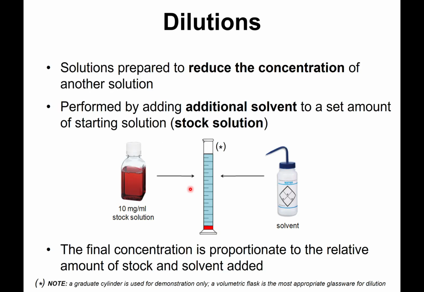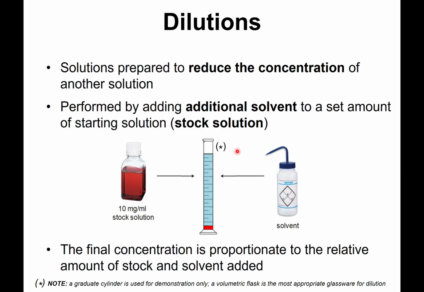So what are dilutions? Well, dilutions are solutions that are prepared with a reduced concentration starting from another solution. The starting solution, as you can see, for example, in this example here, is referred to as the stock solution. This is a concentrated solution. And the way dilutions are prepared is by taking an aliquot, a little volume from a stock solution, and by adding solvent, additional solvent to that volume.